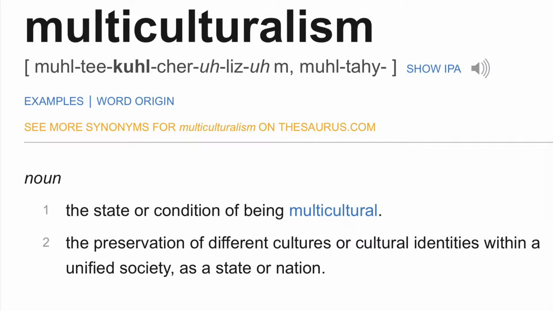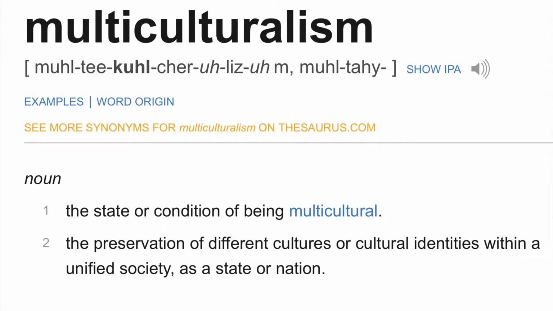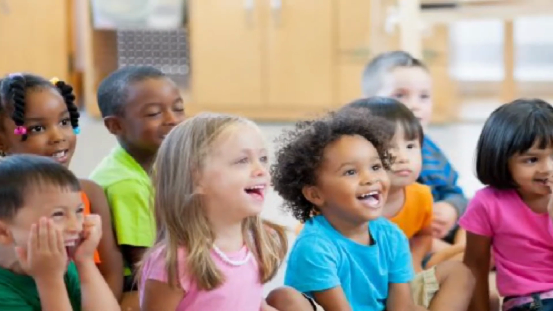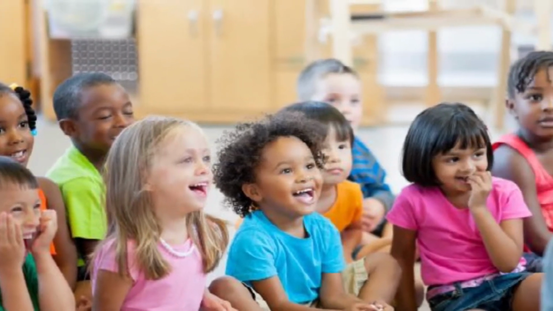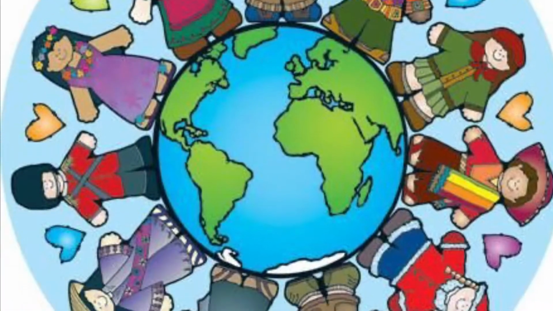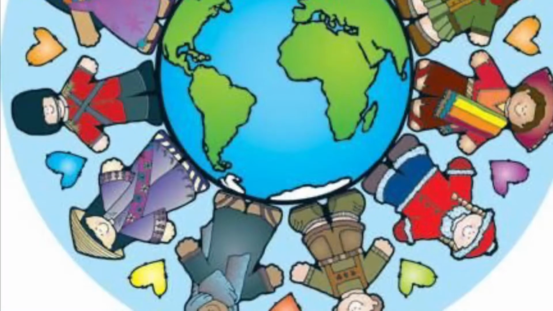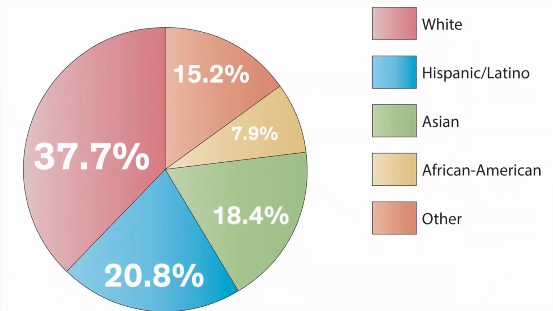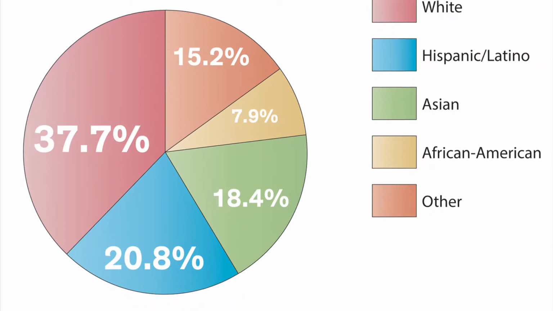Multiculturalism is simply defined by dictionary.com as the preservation of different cultures or cultural identities within a unified society as a state or a nation. These classrooms are filled with different cultures and backgrounds that are completely unlike each other. Multiculturalism is used in classrooms all around the world and is addressed in many different ways. You can observe many different ethnicities with the students in even just one single classroom. There are many important ways to include multiculturalism in the classroom.